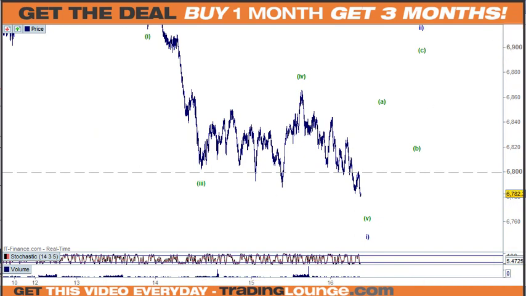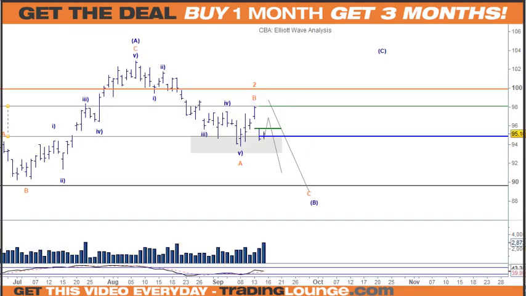Okay, so over to CBA here. With CBA, we were looking for a bit of a rally yesterday as well, in line with the banks, and a fair bit of volume came in on that too.